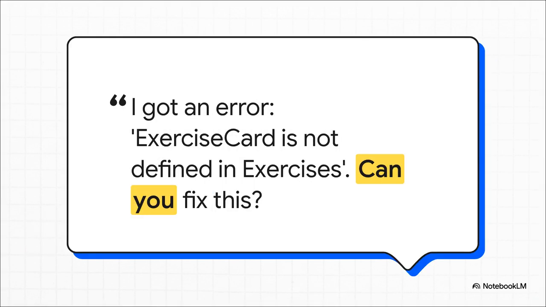And this right here, this is the iterate phase in action. Because let's be real, things are going to go wrong. You're going to get errors. But instead of spending hours hunting for a bug, you just feed the error message right back to the agent and tell it to fix the problem. It becomes this true collaborative debugging session.